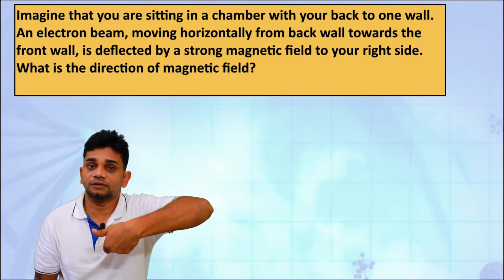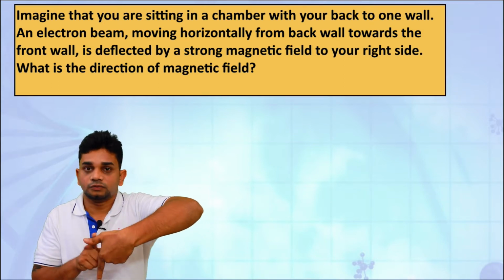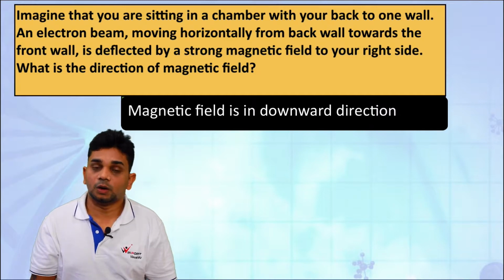What is the direction of magnetic field? Downwards, right? You need to hold your fingers like this, then only you will get the answer. Force, current, magnetic field. Magnetic field is in downward direction.